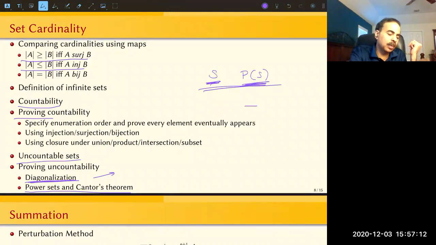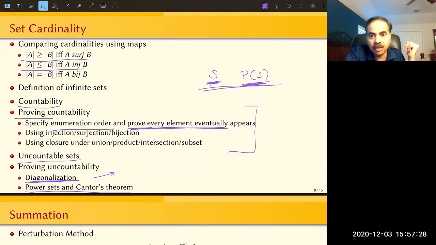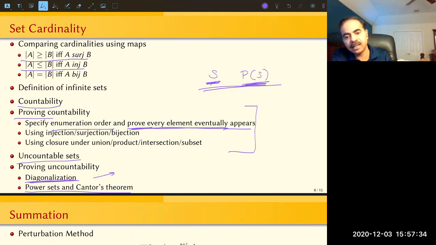So when we want to prove countability, there are a couple of options. One is that you specify an enumeration order, and the important point is that it's not enough to just say there is an enumeration order. You need to make sure that every element will eventually appear in this enumeration, right? So if you can't guarantee that, then you haven't proven that it is countable, right? This is a very key requirement, right?